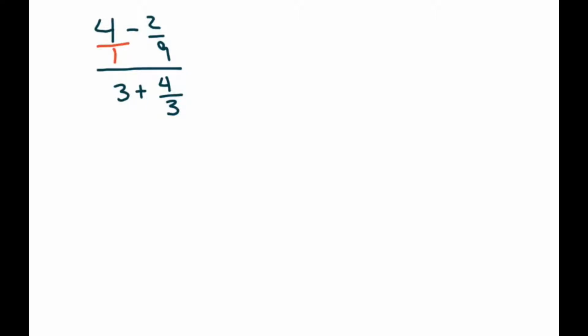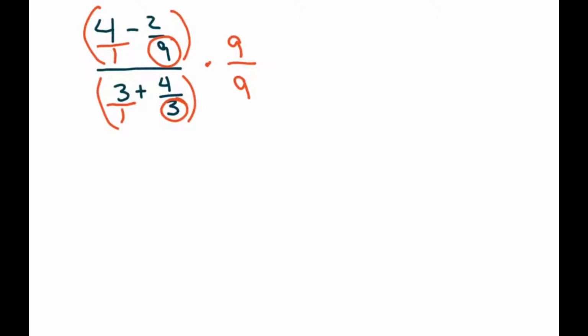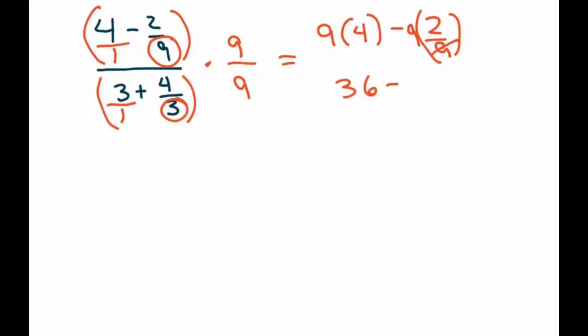So we have this complex fraction here, and so I'm going to get my common denominator of my 3 and 9, which is 9, my least common denominator. Now, I'm going to multiply this whole thing by 9. So when I do that, I'm going to get 9 times 4 minus 2/9 times 9. And that's going to give you 36 minus, those two cancel, 18.